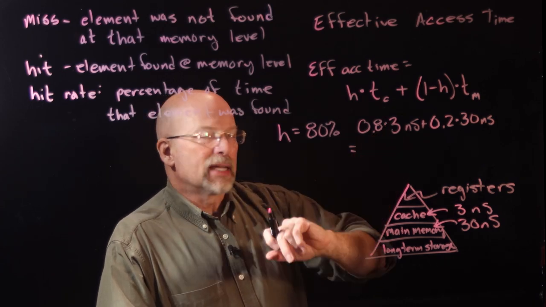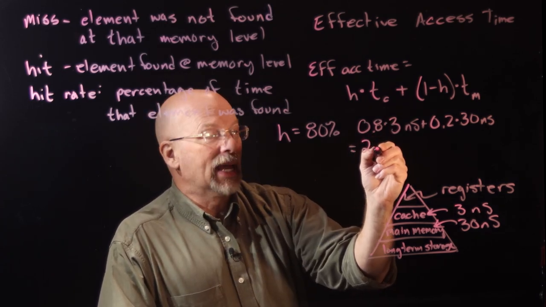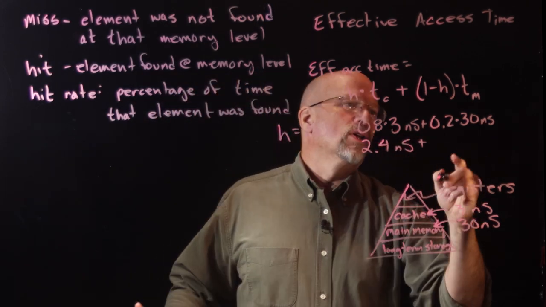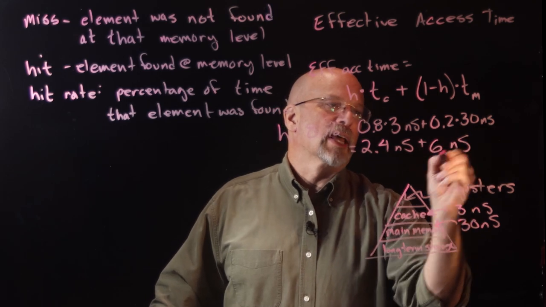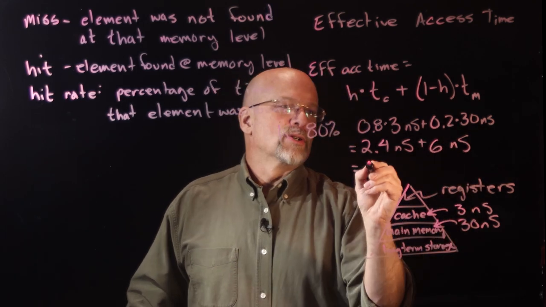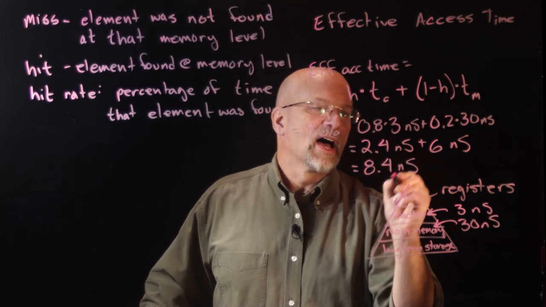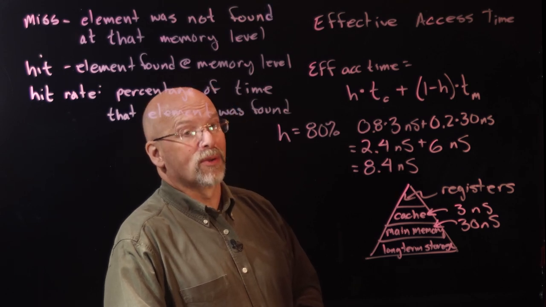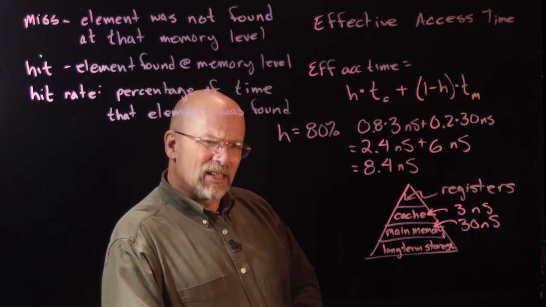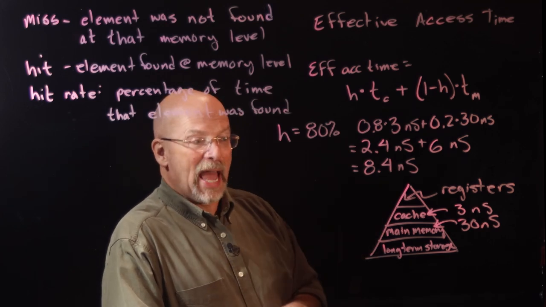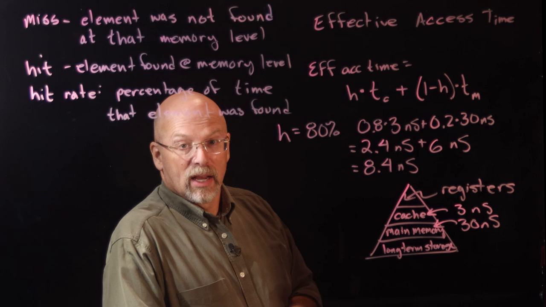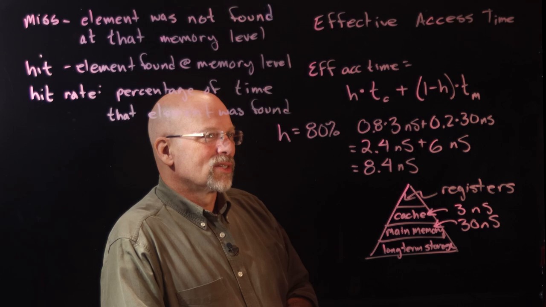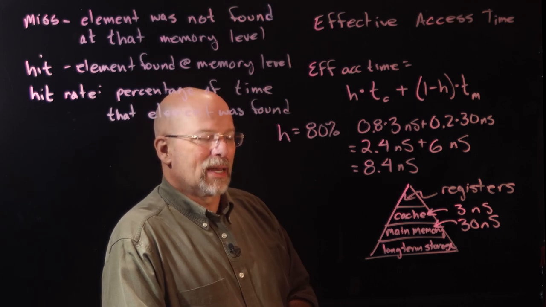So what's the effective time there? 0.8 times 3 is 2.4 nanoseconds, and then 0.2 times 30 nanoseconds is 6 nanoseconds. Add those two together, we've got an effective time of 8.4 nanoseconds. Quicker than going all the way out to main memory, right? But it's still not as good as it could be if we were able to have a higher hit rate coming out of the cache.